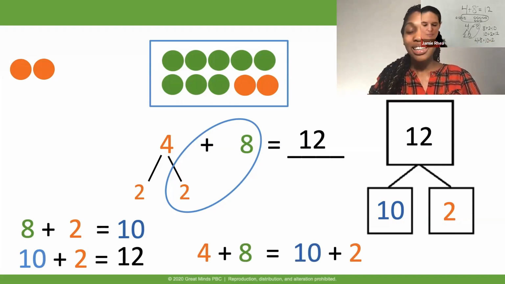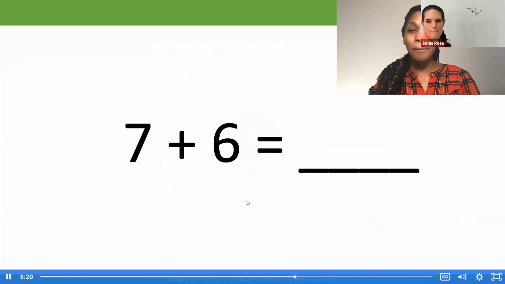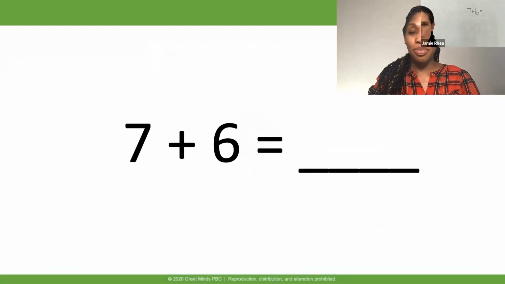Great work. Let's do another one together. Okay, our new number. I'm going to pause because you need to erase your boards. Once you get your board erased, go ahead and write the new number sentence, 7 plus 6. Okay, our sentence is 7 plus 6 equals something. Which one of these addends should we use to make 10 with to make this a simpler problem? Show me on your fingers.